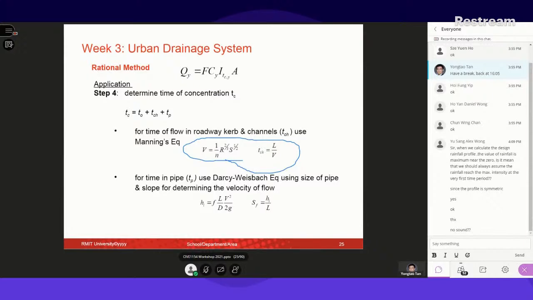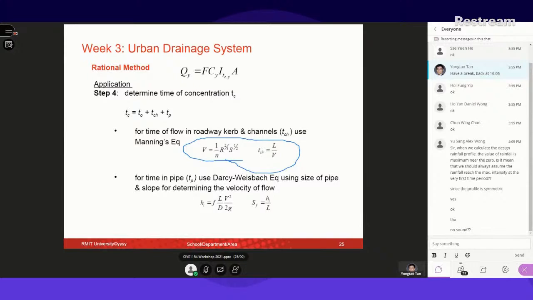You can get more details about these parameters from the textbook. R is the hydraulic radius. The hydraulic radius is the wetted cross section area of the flow divided by the wetted perimeter.